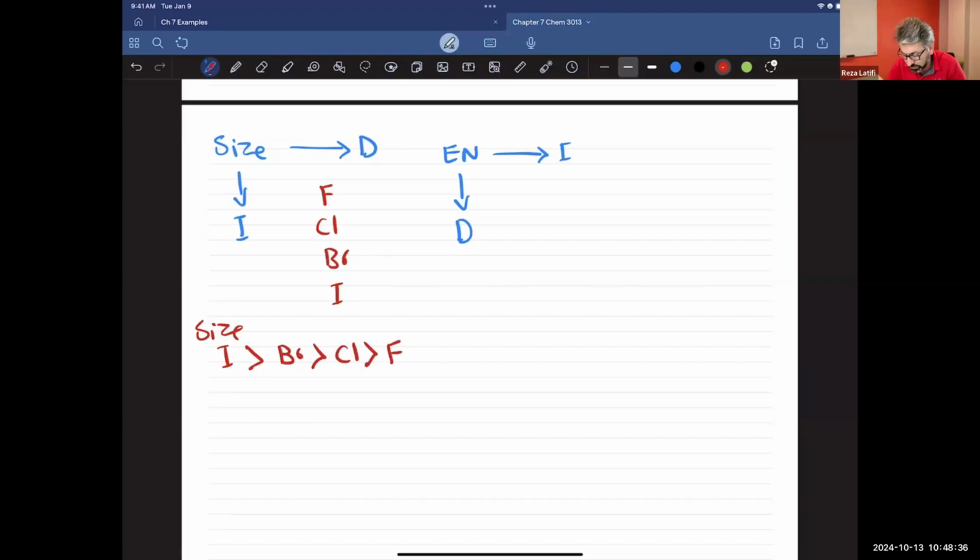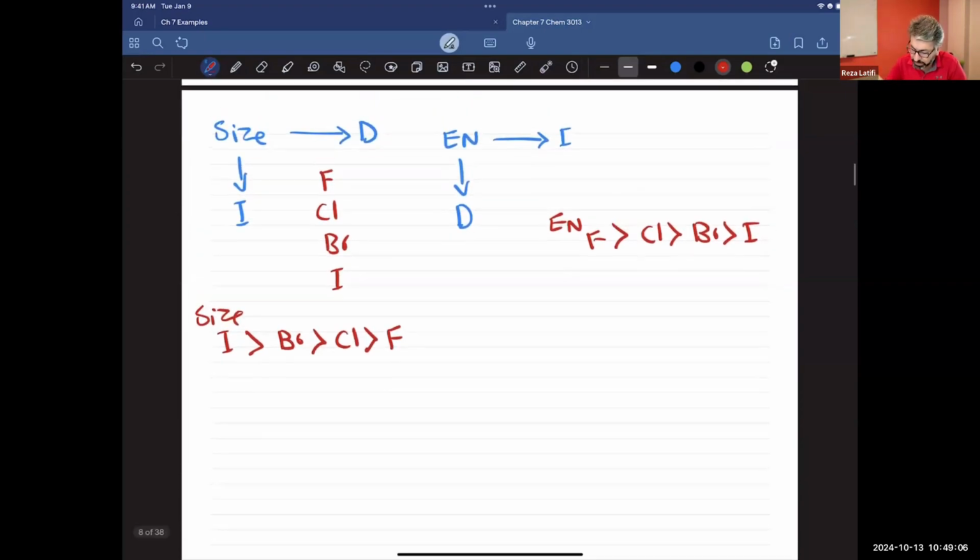For electronegativity, fluorine is the most electronegative element. Then you will have chlorine, bromine, and iodine. That's the trend for electronegativity. And what was electronegativity? It is the ability of pulling bonding electrons to yourself. And here, size is simply me comparing the atomic radius of the elements, or the size of the elements versus each other.